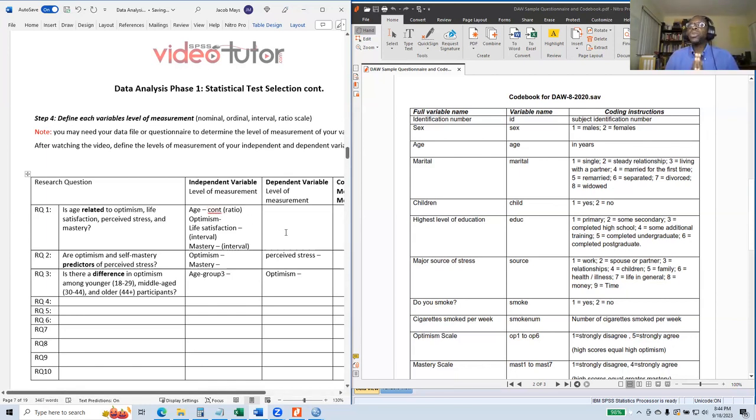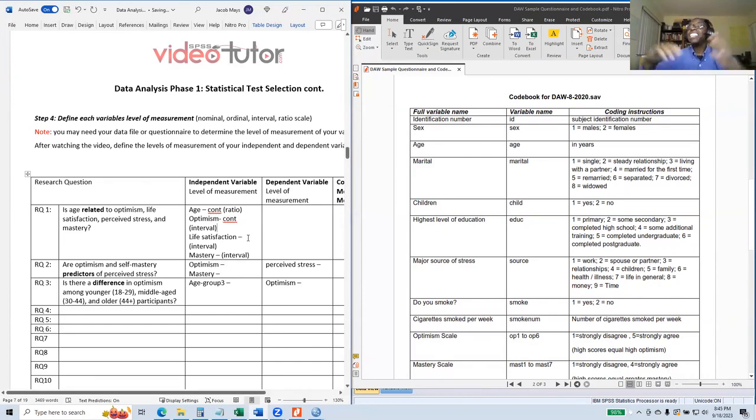Then we have optimism scores. Anytime you have a scale, like a depression scale or optimism scale or self-esteem scale, all scales are going to be interval if they have at least 4 choice options. If that makes sense, type in a 1. If it doesn't make sense, type in a 0. So any scales are going to be interval. So we're going to type in continuous interval.